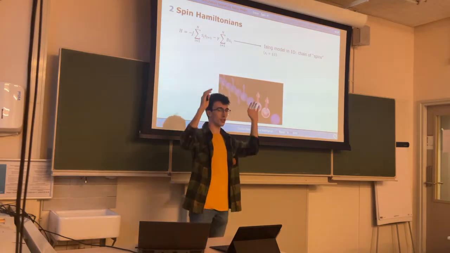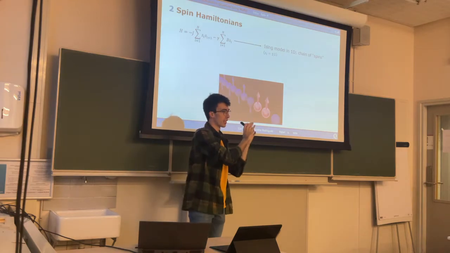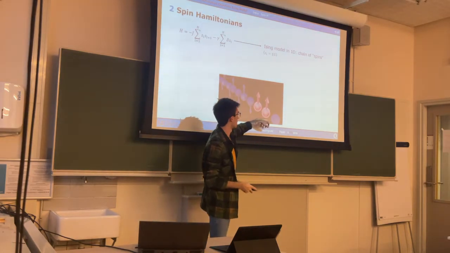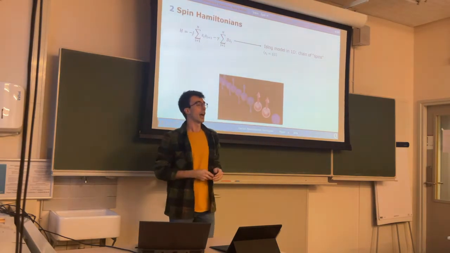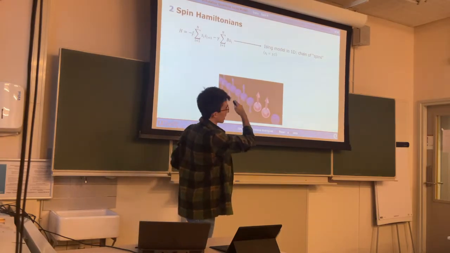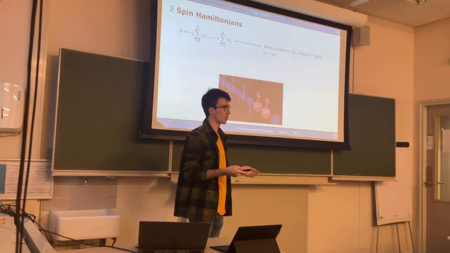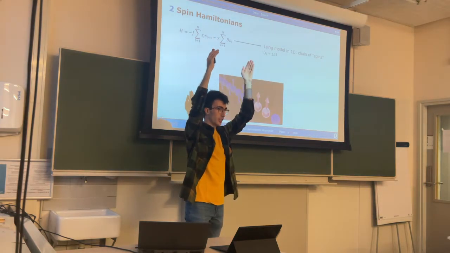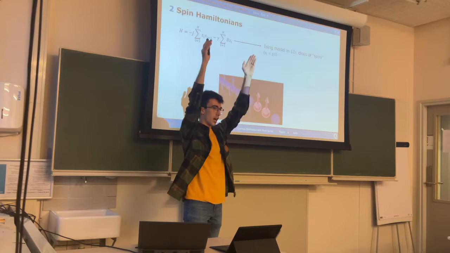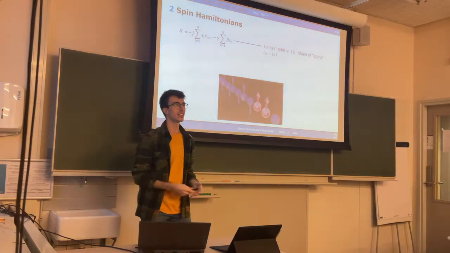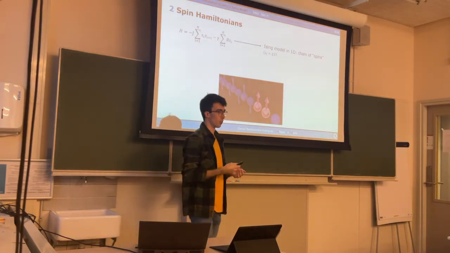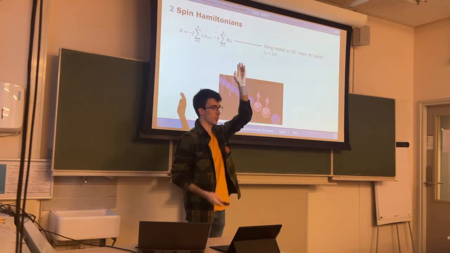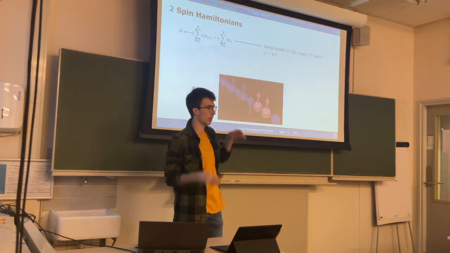Basically, what you have is an interaction between neighboring spins, between this spin and this spin, and this spin and this spin. And what this term, which is the spin-spin interaction, tells you is that when spins are pointing in the same direction, so either up, up, or down, down, this is energetically more favorable than having the spins point in opposite directions, so up, down, or down, up.